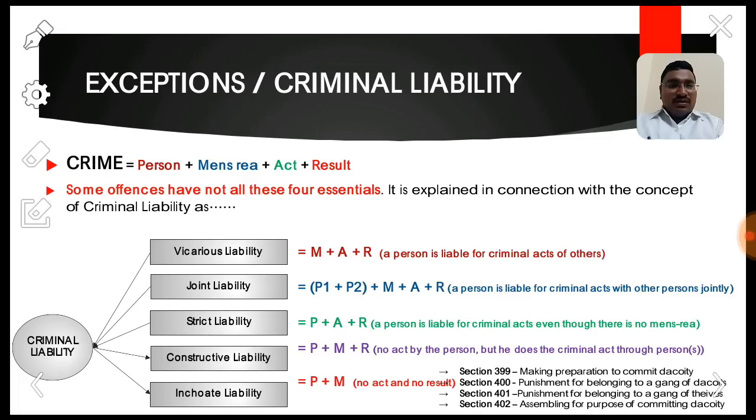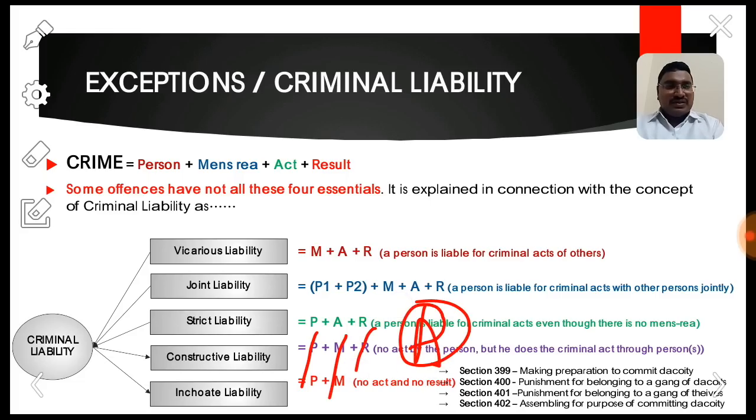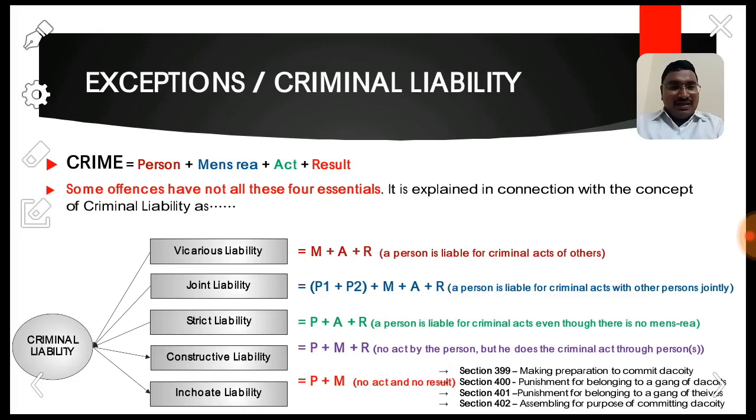Next, the concept of inchoate liability, or incomplete liability. Inchoate means incomplete. In constructive liability, there is some person, there is mens rea, there is some result, but there is no act done by such person. But in inchoate liability, there is some person, there is some mens rea, but no act, or no result.